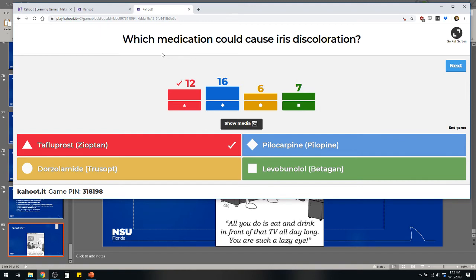How about dorzolamide? Very similar to brinzolamide, which we mentioned before. It's a carbonic anhydrase inhibitor. Okay, how about levobunolol? Yeah, if it's an OLOL on the end of it, what does it mean? It's a beta blocker, right? It's like propranolol, metoprolol, atenolol, levobunolol, carteolol, all end with that OLOL, all right? And so that's how you know it's a beta blocker, okay?